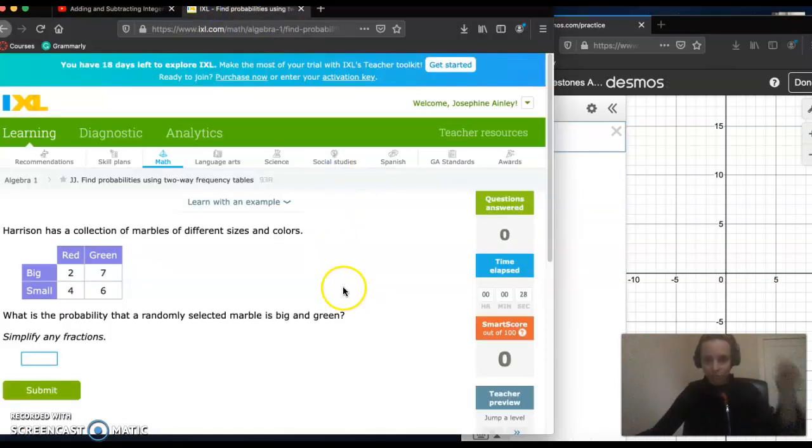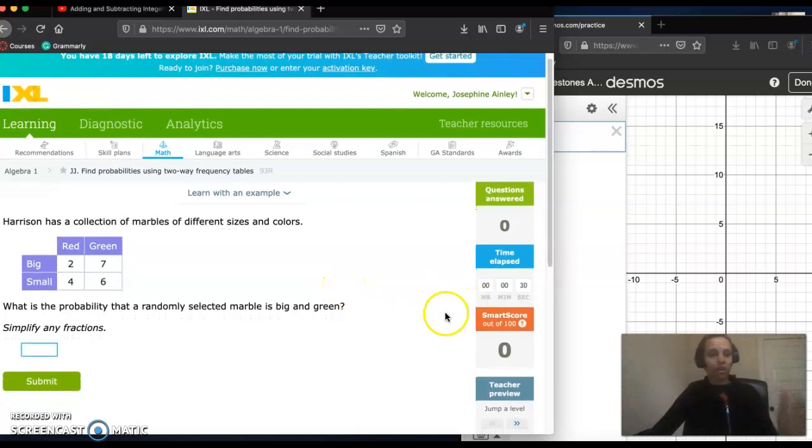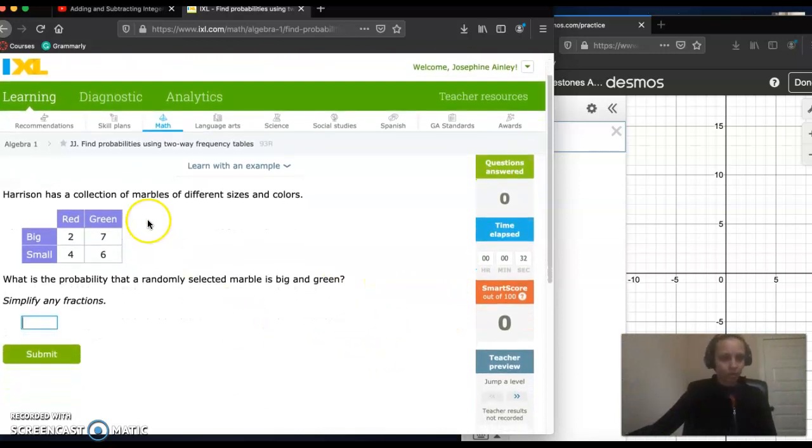All right, so we're going to take a look at a few examples just to make sure that you're okay with doing this on your own. All right, so Harrison has a collection of marbles of different sizes and colors. What's the probability that a randomly selected marble is big and green? So big is 2 and 7, but it also has to be what? Green. So the only one that's green is 7. So remember, to do probability, it's going to be what you want, 7, divided by the whole thing.